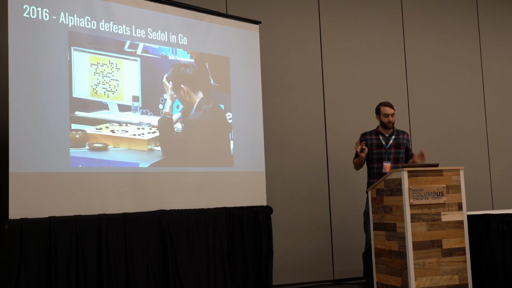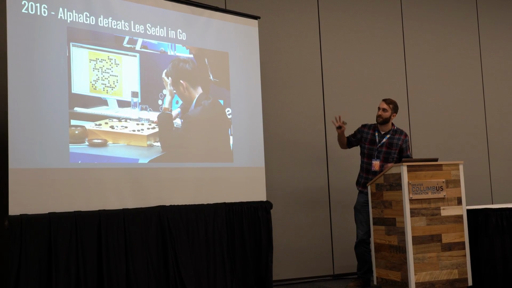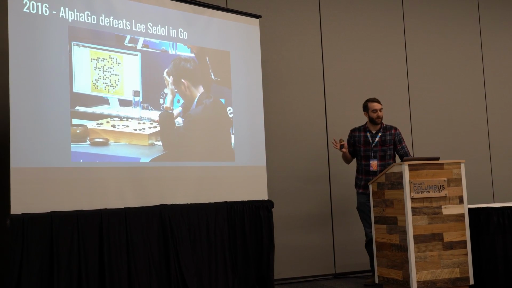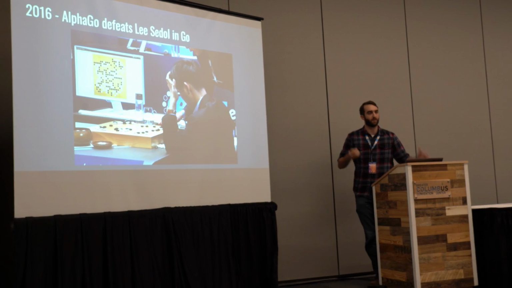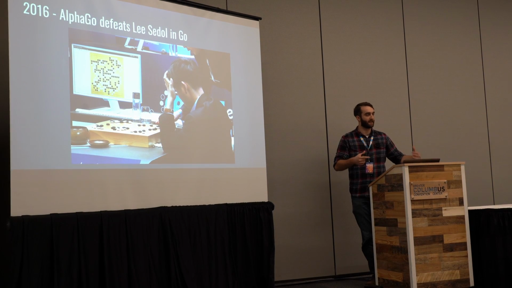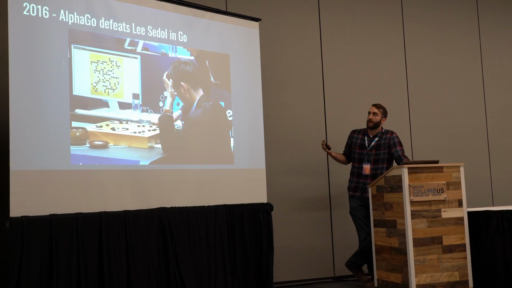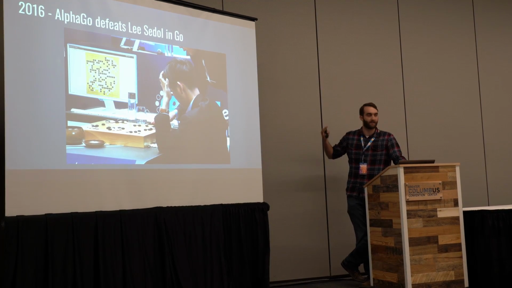Well, it turns out they were wrong, because in 2016, one of the best players at the time got beat by Google's AlphaGo. And what they did was they actually had a system that played against itself, and it learned how to play Go from just play testing against itself. So this is kind of one of the first games where machine learning was used to beat the game.